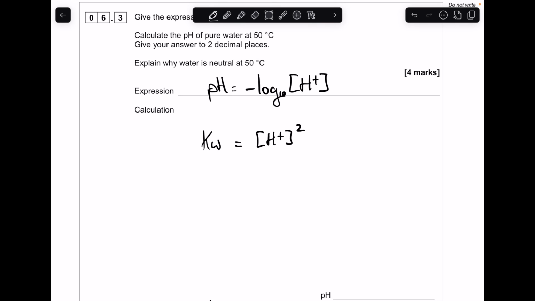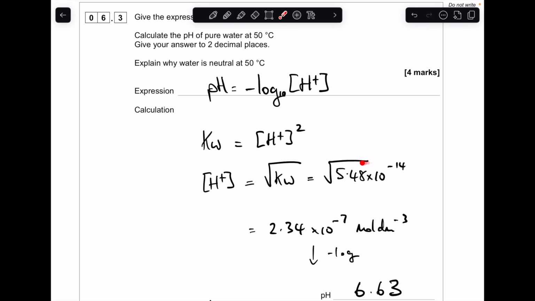So because of that, we can simplify the Kw expression to H plus concentration squared. All we need to do now is square root Kw at 50 degrees C, and that'll give us the H plus concentration, which we minus log to get pH. So there's that Kw at 50 degrees C, there's the H plus concentration, pH is 6.63 to 2 decimal places.